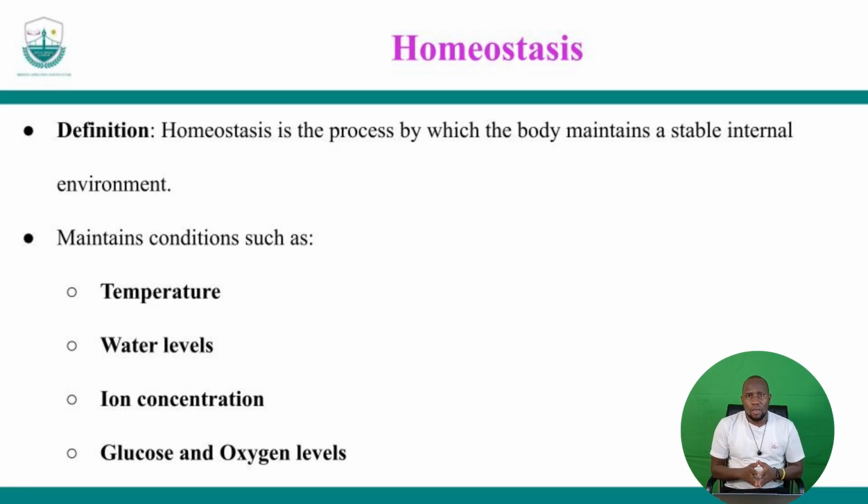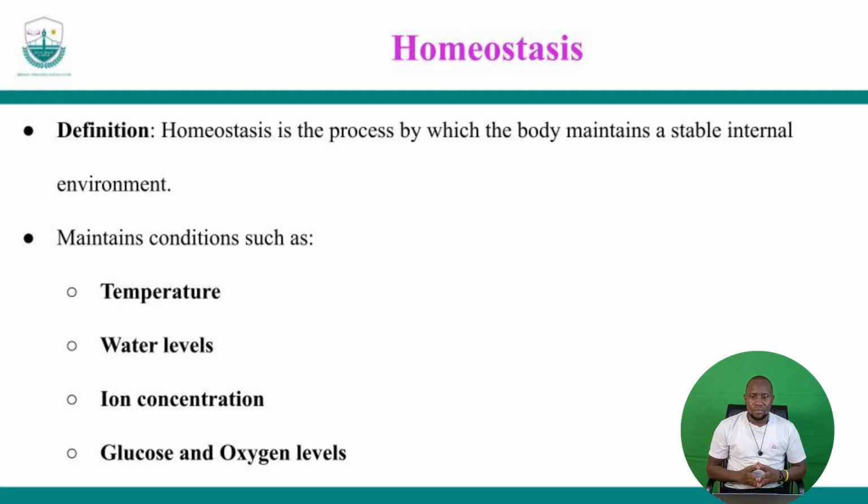But the body cells will always ensure that the internal environment is kept constant. And these factors that have to be kept constant are quite many. So we have temperature, we have nutrients, like I've said, for example, glucose. We have minerals. The minerals should be maintained at the right levels. And then you also have the amount of water. The amount of water has to be kept within a particular range. So you have a lot of things that have to be kept within a particular range.